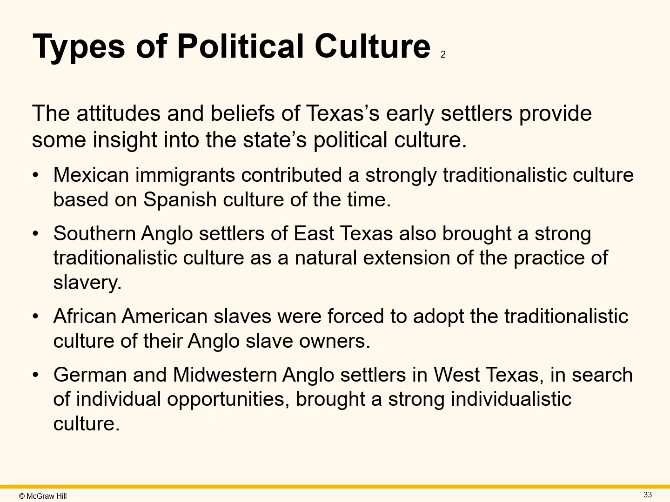The attitudes and beliefs of Texas's early settlers provide some insight into the state's political culture. Mexican immigrants contributed a strong traditional culture based on Spanish culture of the time. Southern Anglo-East settlers of East Texas also brought a strong traditionalistic culture as a natural extension of the practice of slavery. African American slaves were forced to adopt the traditionalistic culture of their Anglo slave owners. German and Midwestern Anglo settlers in West Texas, in search of individual opportunities, brought a strong individualistic culture.